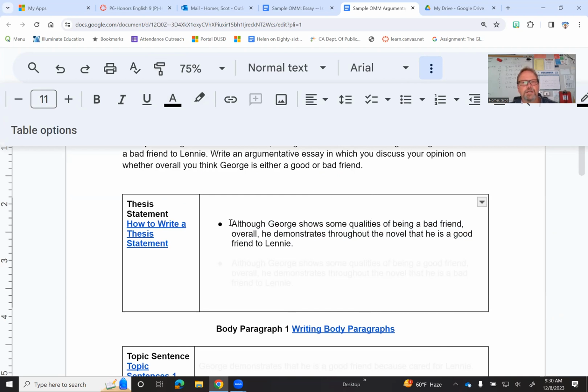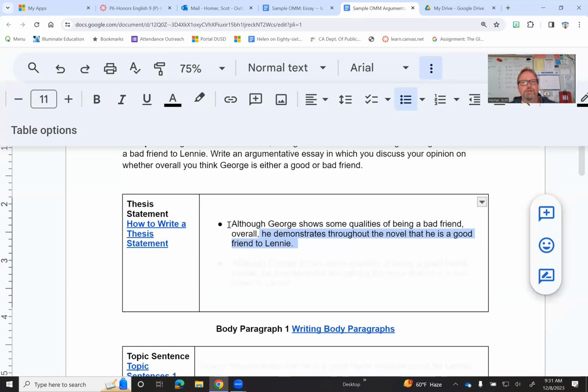Okay, now let me mention a couple of things. These are some stylistic grammar issues that some of you might really appreciate. Okay, what we have in this first clause right here, this is what's called a subordinate clause. This cannot stand alone all by itself as a complete sentence. And so this is where we mention that George is sometimes a bad friend in the subordinate clause, in the lesser important clause. Then when we get to the main clause, this is the more important clause, we give our position. He demonstrates throughout the novel that he is a good friend to Lenny.